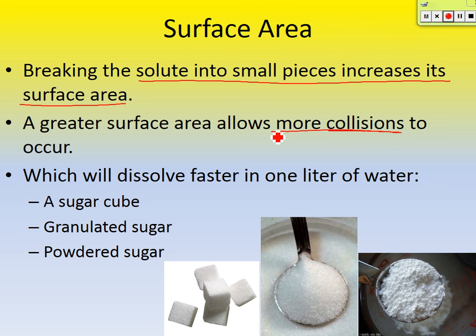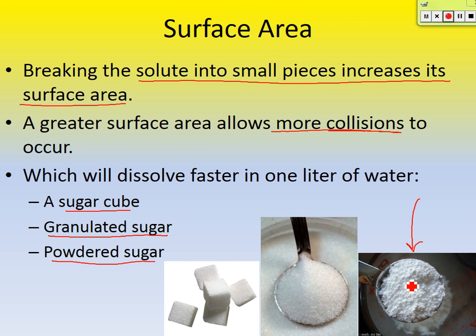So if we look down here, it says which will dissolve faster in 1 liter of water? Would it be a sugar cube, granulated sugar, or powdered sugar? If you were to put all of these in 3 separate liters of water, which one would dissolve fastest? I hope you're saying right now that the powdered sugar will dissolve fastest. It will. But why? The reason goes back to surface area. There's just more surface that's able to touch the water, so it dissolves faster.